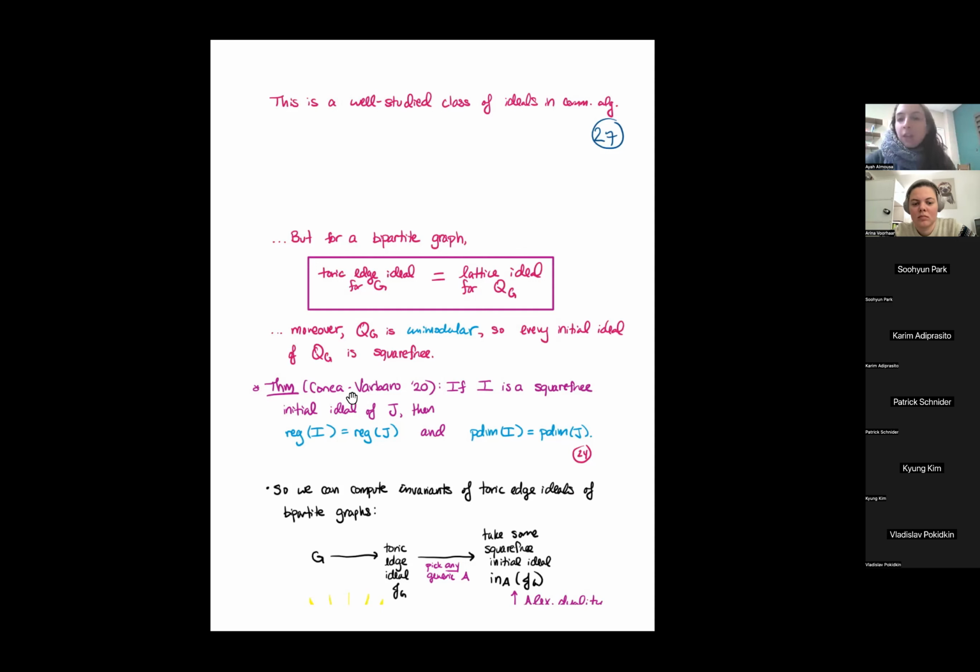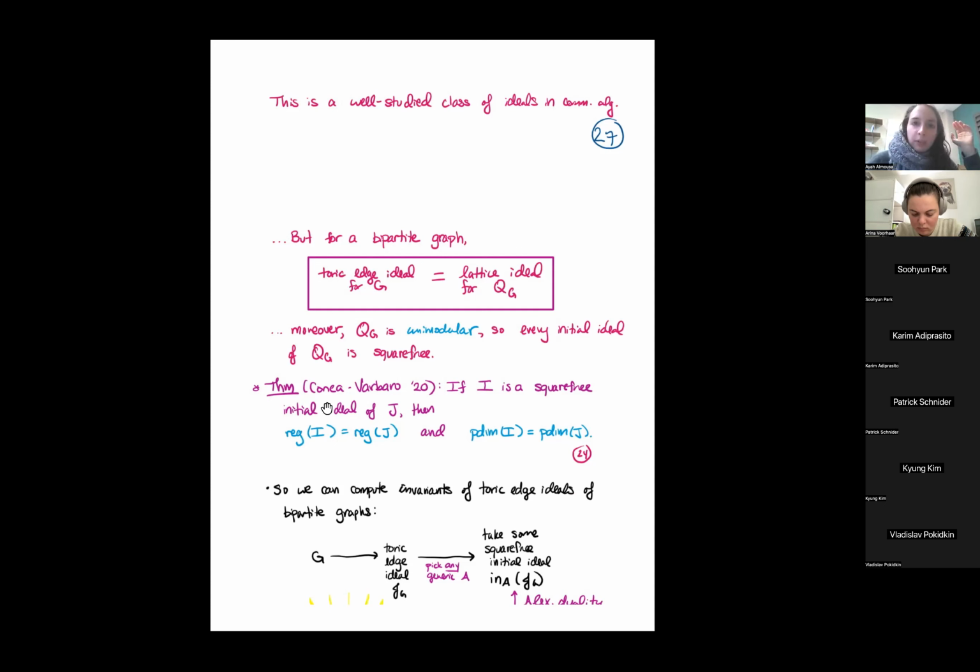And the other thing is, if you have a square free initial ideal of any ideal, a recent result of Conca and Varbaro showed that the regularity is the same, and so is the projective dimension. So if you have an ideal, you take the initial ideal, and if it's square free, the regularity and the projective dimension are exactly the same on the nose.